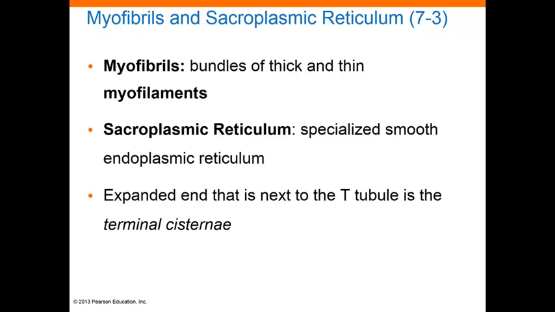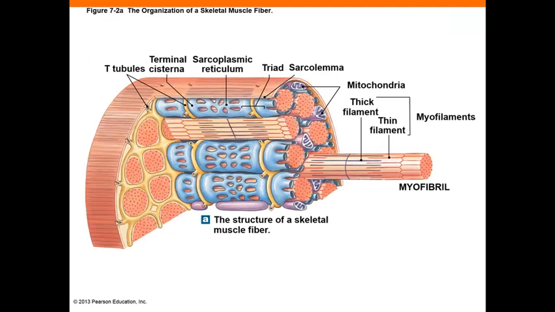Also, a triad is a combination of two terminal cisternae and one T-tubule. So that sarcoplasmic reticulum is expanded at the end, called a terminal cisternae. And that's easier to see on this picture here.